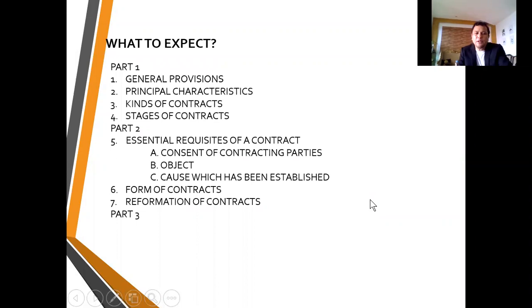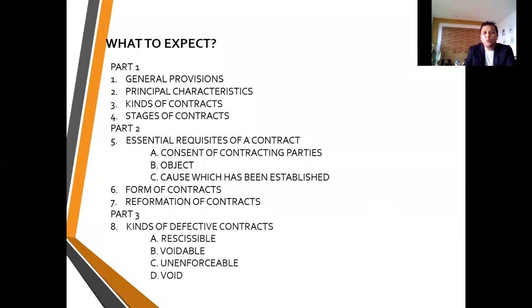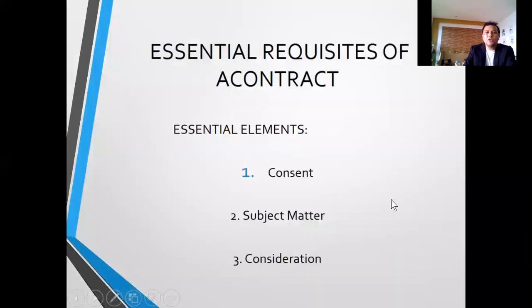Okay, the last time we discussed part 1 up to stages of contracts. In this part, we will discuss part 2, which are the essential requisites of contract, namely consent, object, cause, the form of contracts, and reformation of contracts. Last part, part 3, will be discussed in a separate video. So we begin our discussion with the essential requisites of contracts.